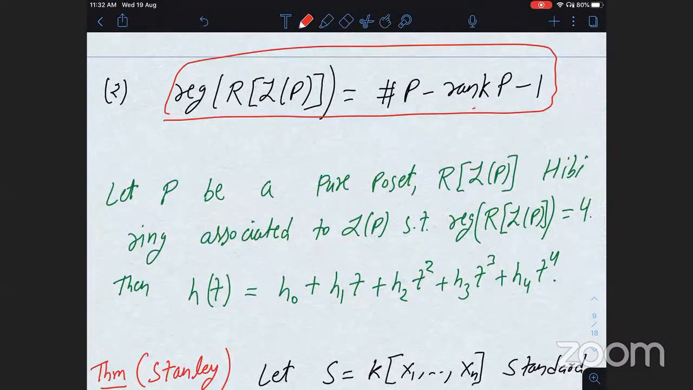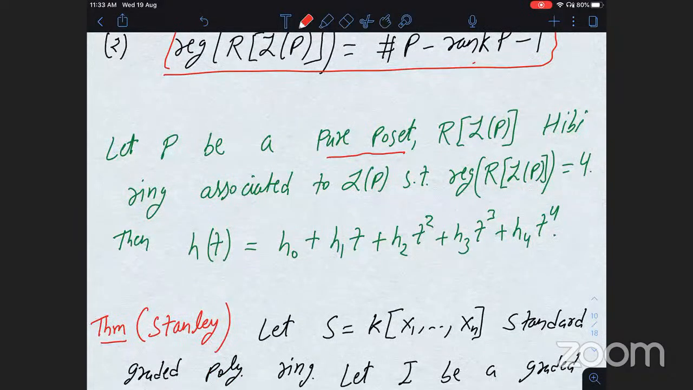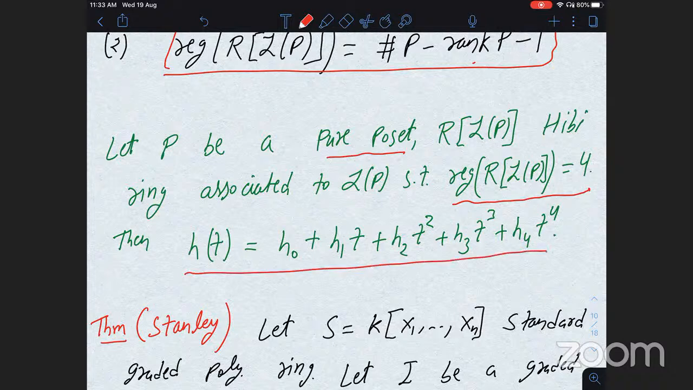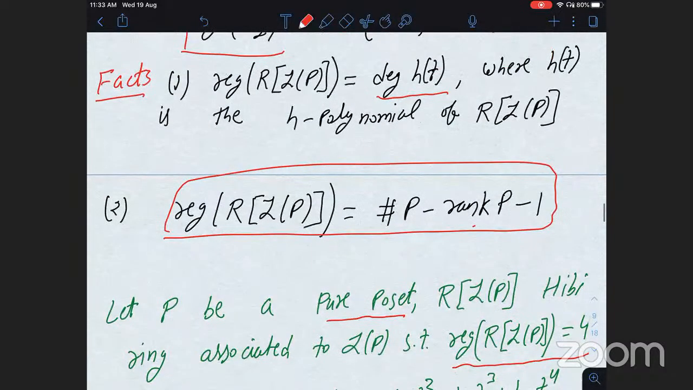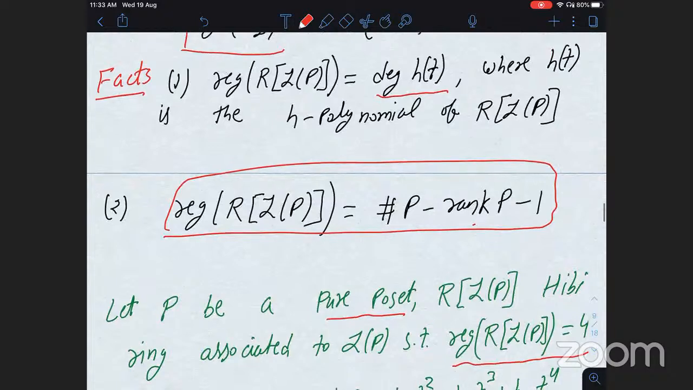So let P be a pure poset. Why are we taking pure? Because we want the Hibi ring to be a Gorenstein ring. And let R[P] be the Hibi ring associated to P, such that the regularity of R[P] is equal to 4. Now we want to prove the conjecture for Gorenstein Hibi rings. If the regularity of the Hibi ring is 4, then the degree of the h polynomial will also be equal to 4, because of fact 1. In fact 1 we stated that regularity is equal to the degree of the h polynomial.